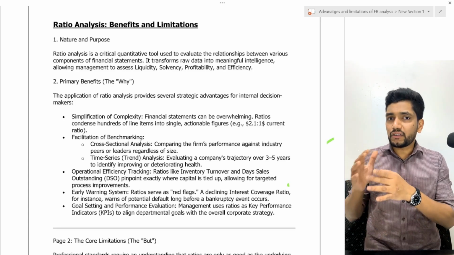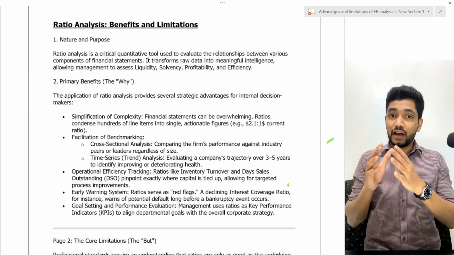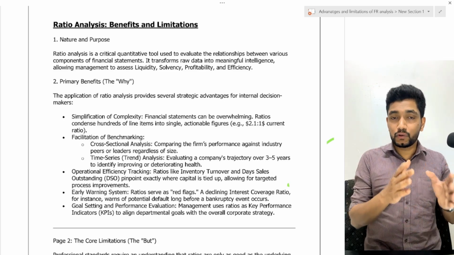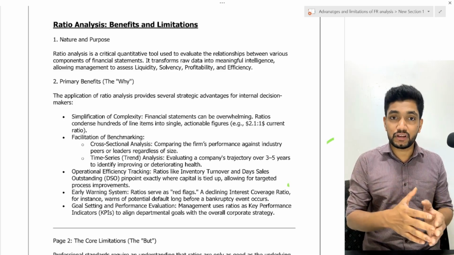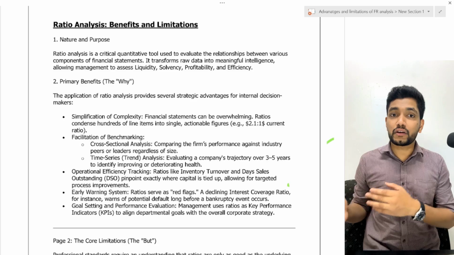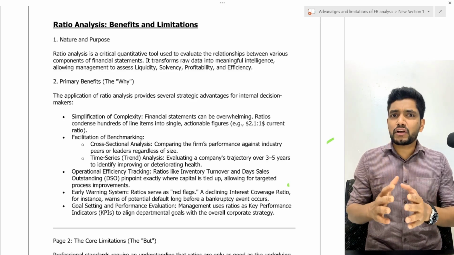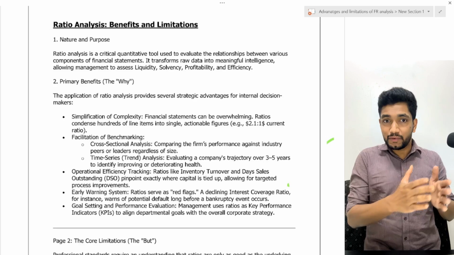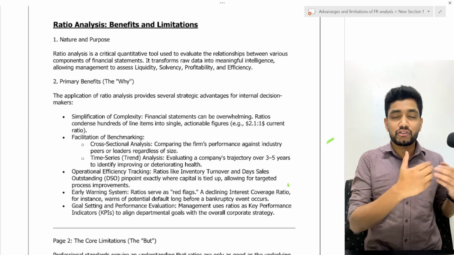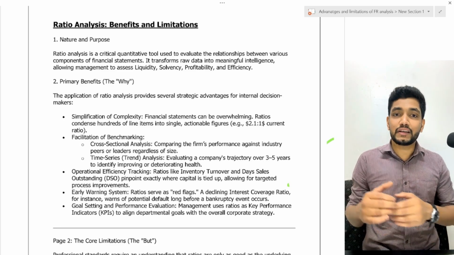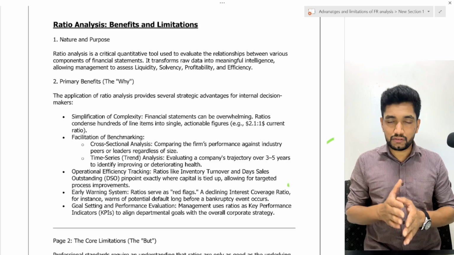There are a lot of advantages to ratio analysis. It gives management insight into the company's financial performance, operational efficiency, and liquidity position. Ratio analysis gives an insight in all these categories: the company's liquidity, profitability, operational effectiveness or efficiency, and its investment potential.